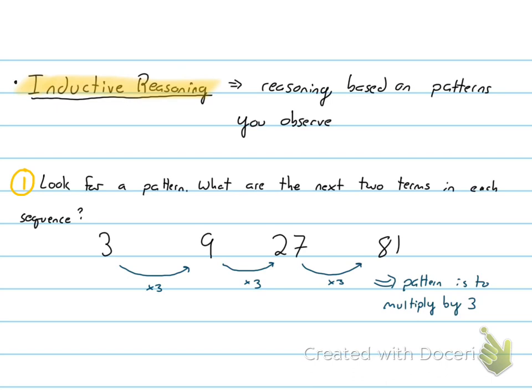So looking at that pattern, I can assume that the pattern here in that sequence is to multiply the previous number by 3. So the next two terms would be 81 times 3, which is 243. And then the next number would be 243 times 3, which is 729.